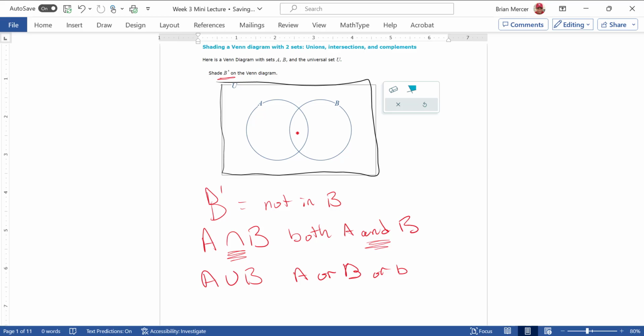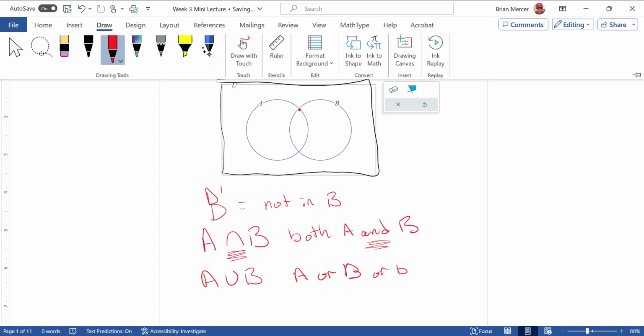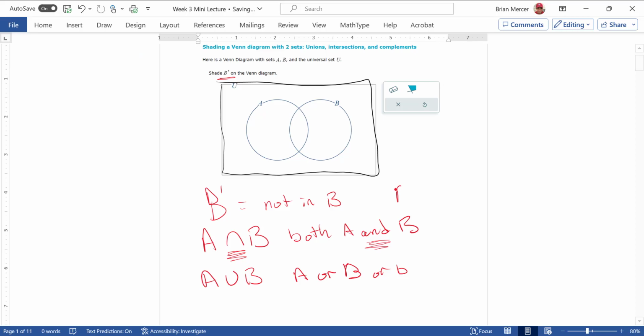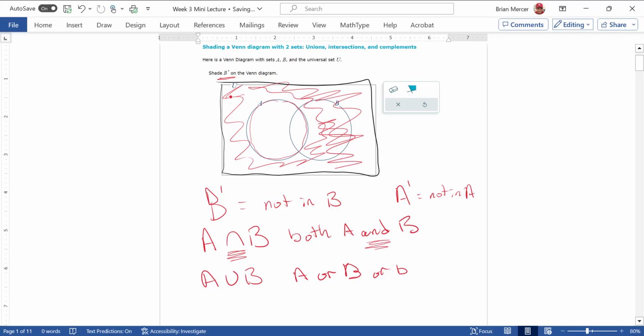So let's see what I'm going to say. If it said A prime, then A prime would look like everything not in A. So A prime would be everything that is not in A. So you draw around the A circle and say everything not in A would be everything out here. And so there's A prime. So we've kind of covered all the different cases. It's just good to get plenty of practice with just understanding visually what this looks like using the shading tool.